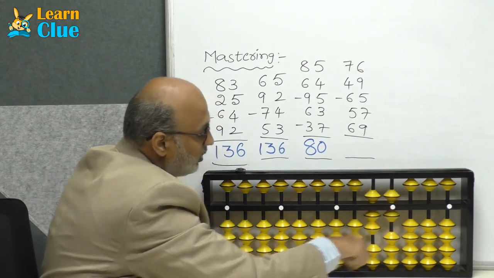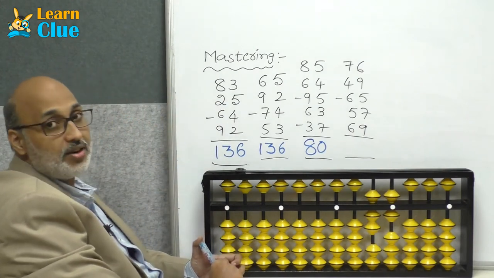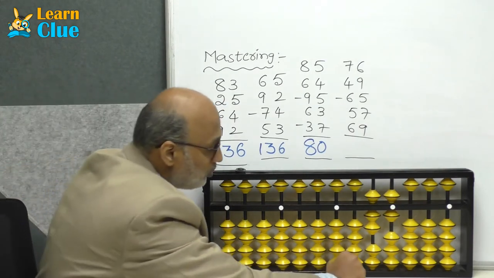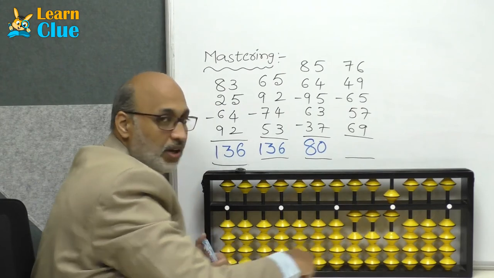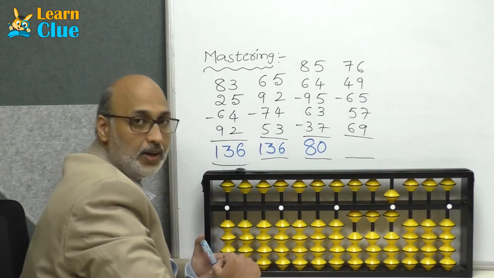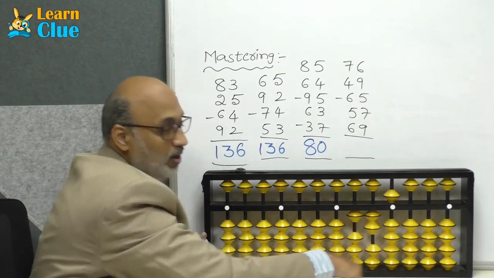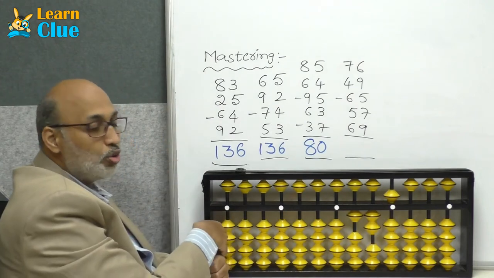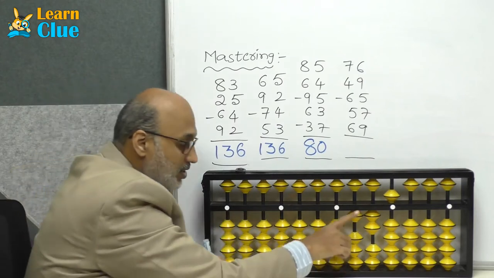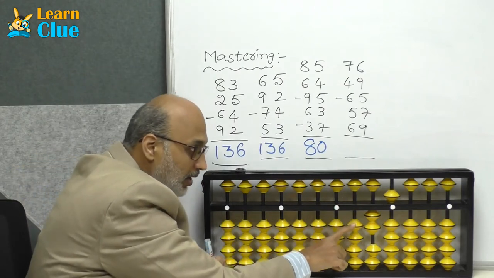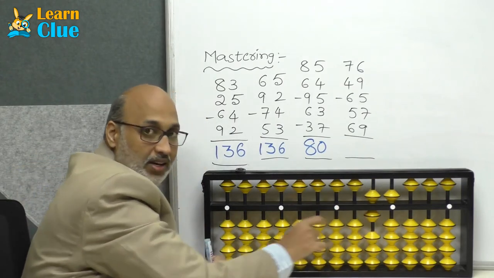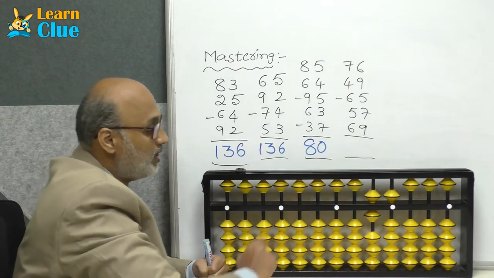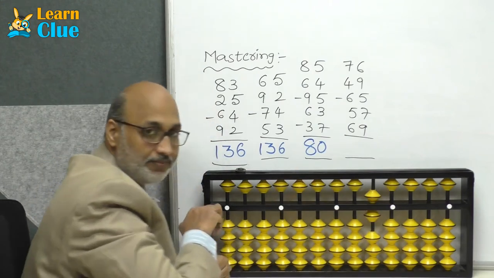70 plus 6. Now they are asking 49. How to do 49? Minus 60 plus 100 is plus 40. Plus 9 is nothing but minus 1 plus 10. Okay. Now they are asking minus 65. How to do minus 65? Minus 60 is nothing but minus 100 plus 50 minus 10. Mixed complements. And minus 5.